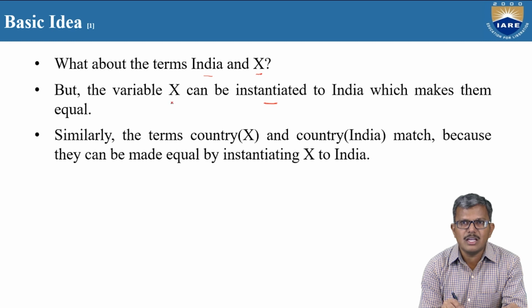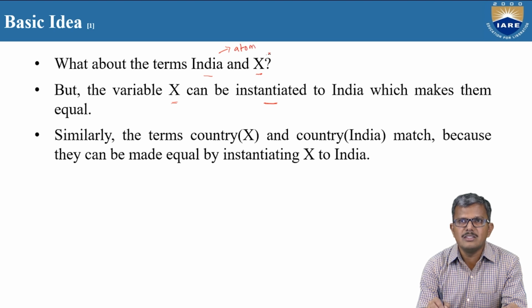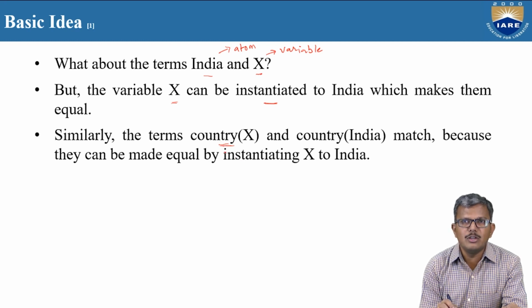But here, what happened? We are doing the comparison as simple terms. In this case, India is an atom, and X is a variable. Even if you take this atom and variable and represent them in the form of complex terms, you can do the comparison by taking country of X and country of India. So this is going to match, and you are going to get the result true.